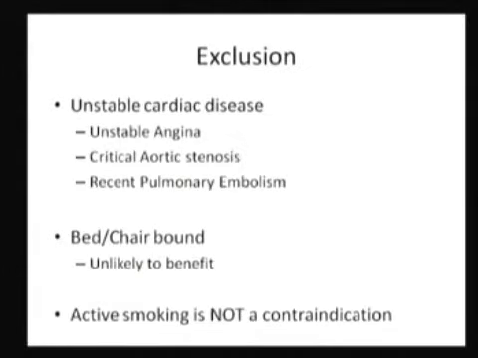Now, who not to include? Who should be excluded from this program? It's basically anyone who has unstable cardiac disease. So a patient who has a recent MI, unstable angina, you don't want to have them exercise. Most patients actually are going to need cardiology clearance before they are enrolled. Patients with critical aortic stenosis, there are also dangers for them to exercise. Recent pulmonary embolism, you don't want them in your program.